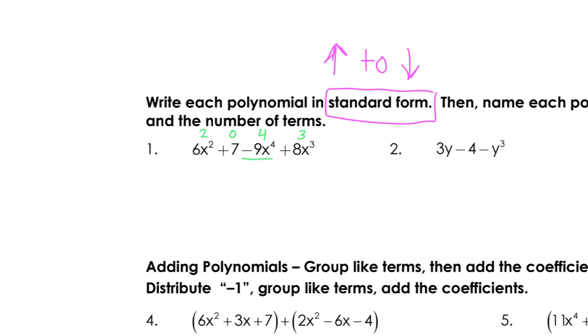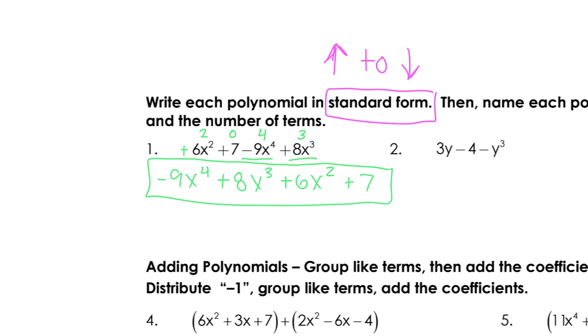So this would make my negative 9x to the 4th go first. Then I would have my positive 8x cubed. And then this is technically a positive 6x squared, so plus 6x squared, and then my plus 7 would get brought down. This is going to be my answer in standard form because that goes in order from biggest degree to littlest degree. And then after that, it does want us to name it based off of the degree and the number of terms. Based off of the degree, again, is the highest degree. So with it being a degree of 4, we would call this a quartic.